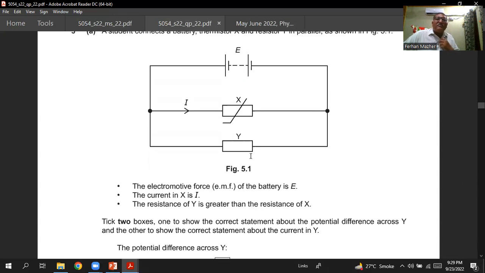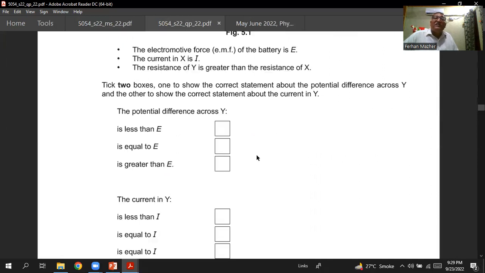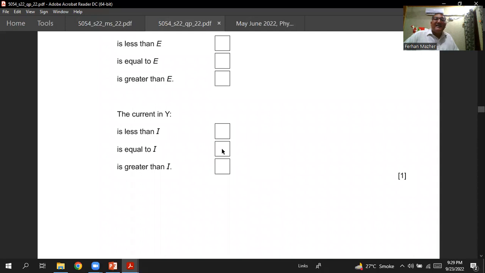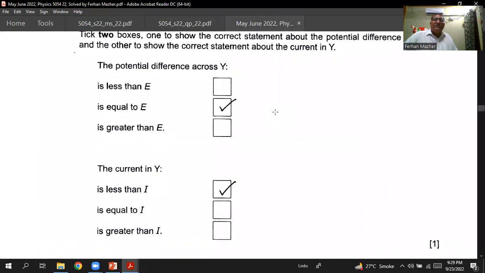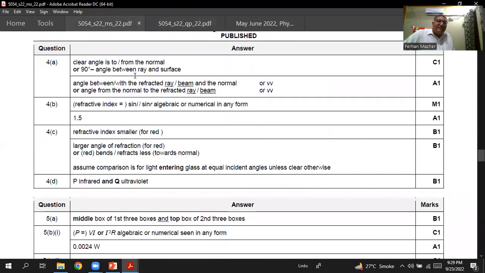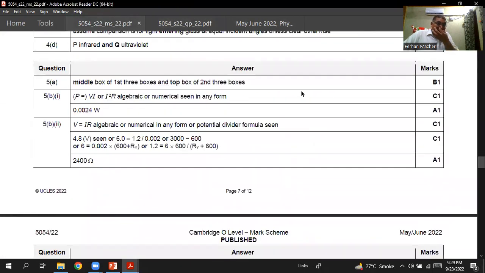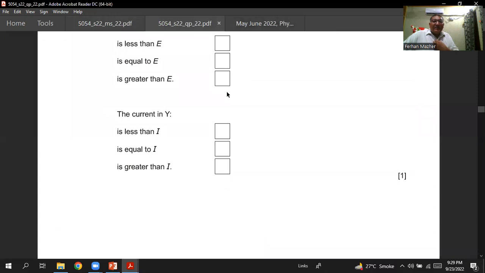Then the current in Y. They have told us that Y has a higher resistance compared to the thermistor. When the current divides here, in this branch the resistance is low and in the lower branch the resistance is higher, so less current will flow through Y. So the current in Y is less than I. Put a tick here, and a tick here. Let me show you. These are our answers, and I hope you understand this. Let me take out the marking scheme. So our answer is right. Okay, so we are going to the next question.